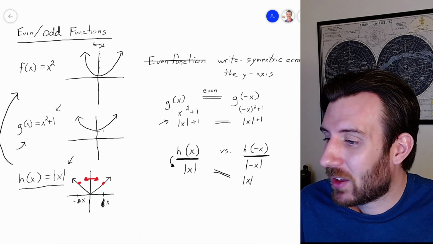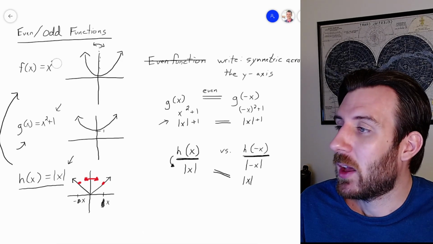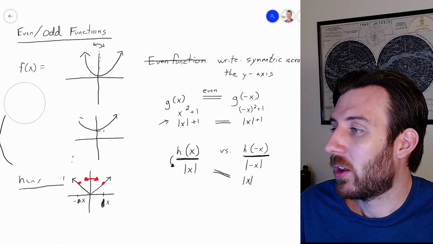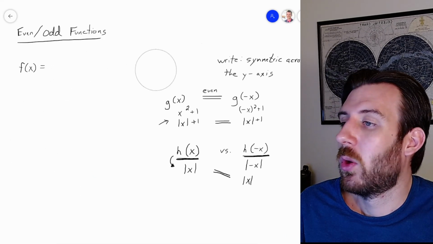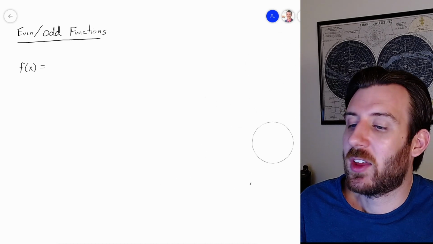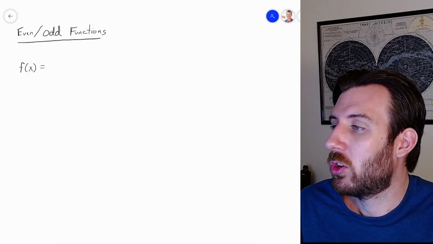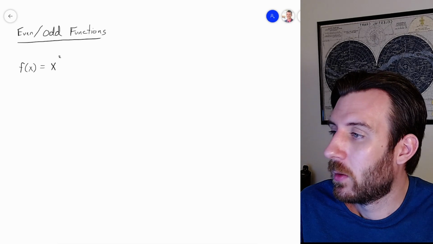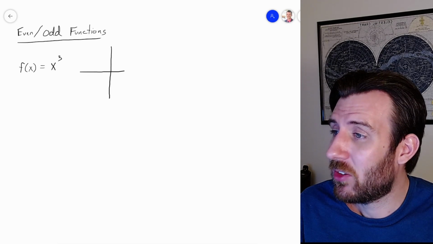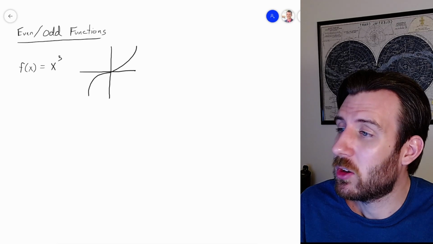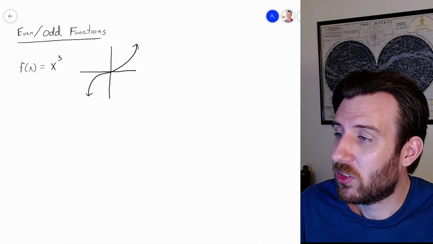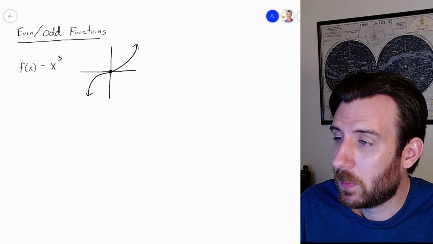Now, if we wanted to take a look at odd functions, as you might guess, they're inspired by something similar. They're inspired by something like the graph, let's say f of x equals x cubed, because it has symmetry, but this time the symmetry is going to be going through the origin, the center of our graph right here.